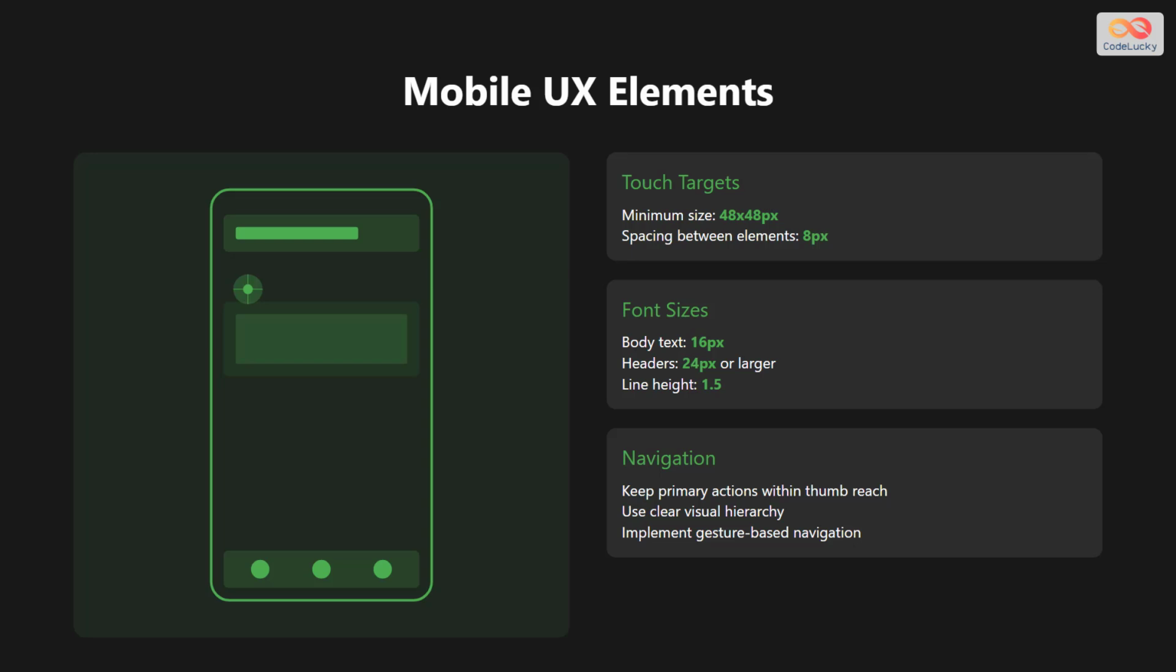When it comes to fonts, it is important to make sure they are easily readable. For body text, use at least 16 pixels and use 24 pixels or larger for the headings. The line height should be set to 1.5 for better readability. Also, keep the navigation simple. Keep primary actions within thumb reach. Use clear visual hierarchy and implement gesture-based navigation, such as swiping.